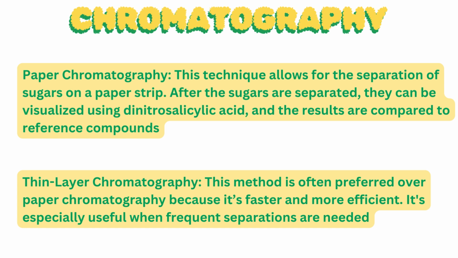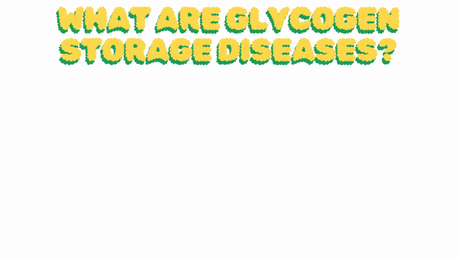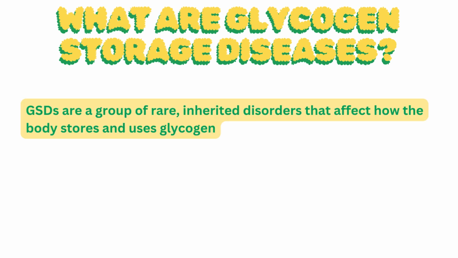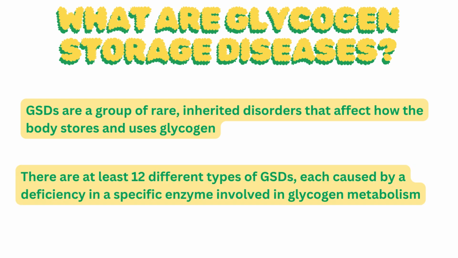Now that we've covered urinary sugars, let's switch gears and talk about glycogen storage diseases. What are glycogen storage diseases? Glycogen storage diseases, GSDs, are a group of rare, inherited disorders that affect how the body stores and uses glycogen, a key energy source. There are at least 12 different types of GSDs, each caused by a deficiency in a specific enzyme involved in glycogen metabolism.